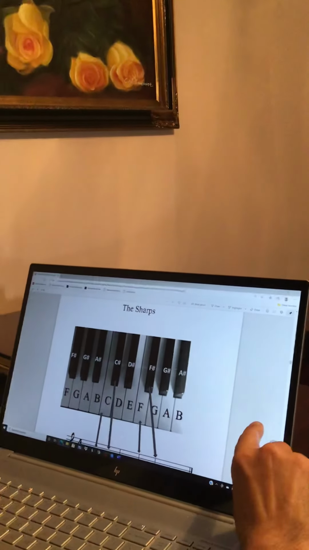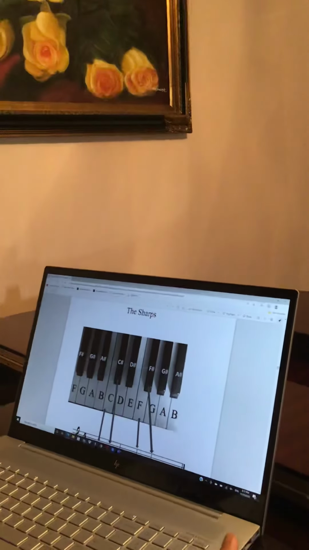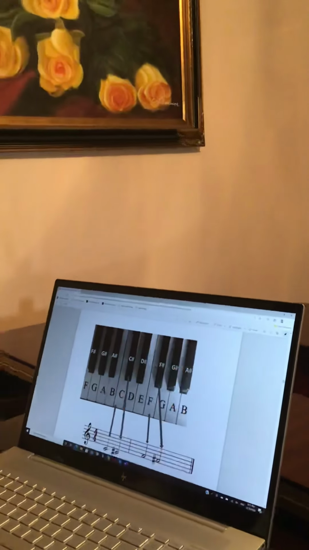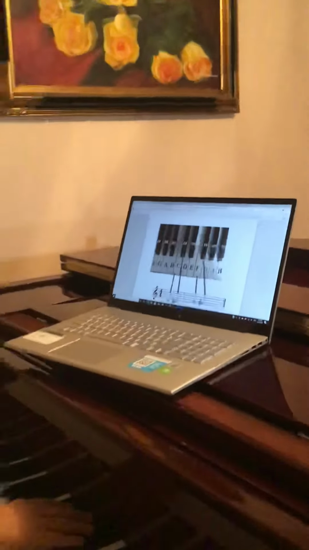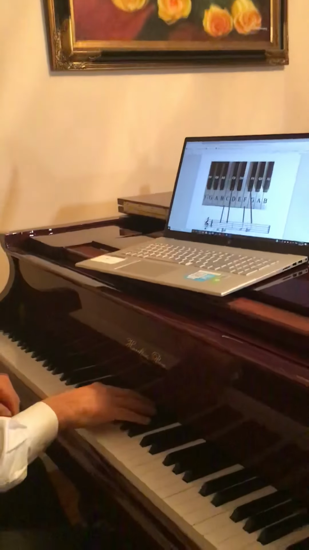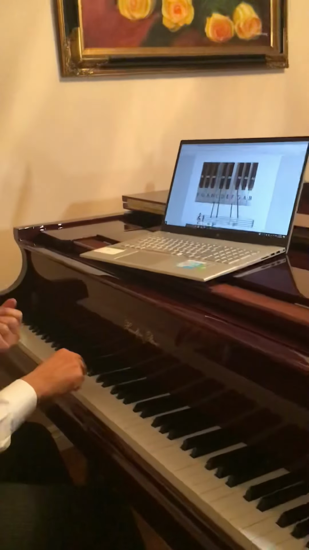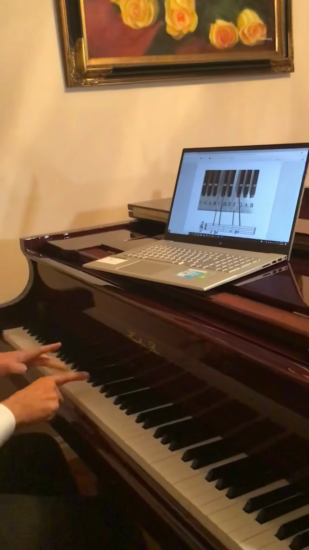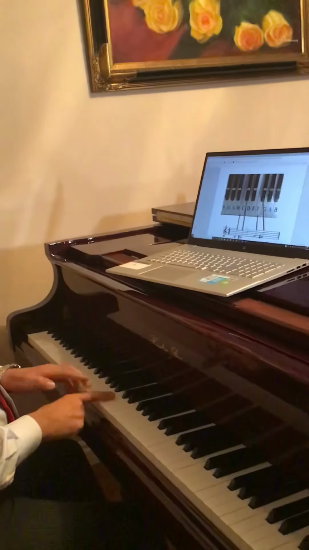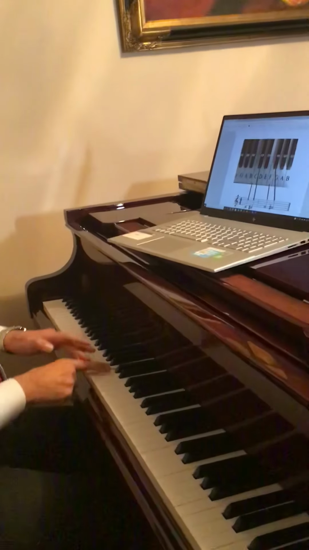Now the sharps. We have the black keys and we call those keys sharps or flats. Now, particularly we can speak about the sharps. It's very simple to understand. That's the note C, that's the note C sharp.